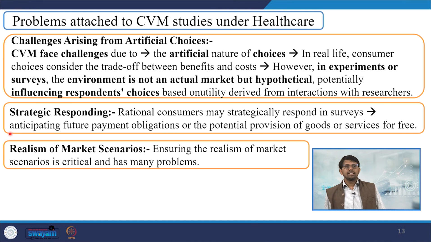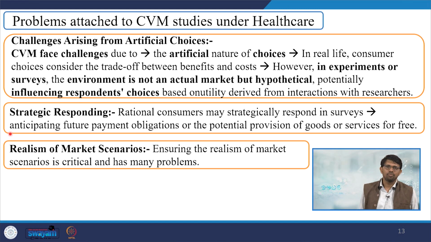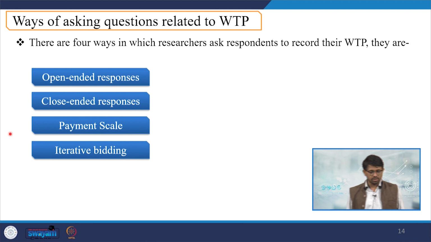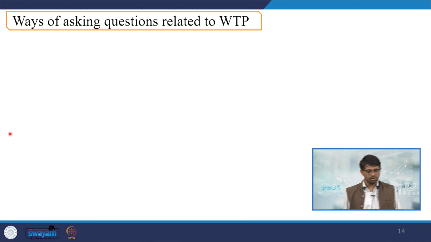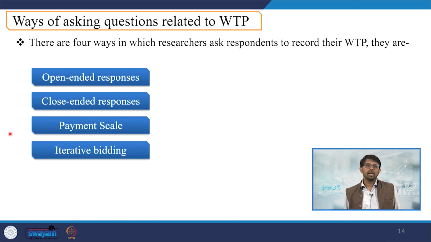Realism of market scenario: this is the problem where ensuring realism of the market scenario is very critical and has many problems. Hence, what are the ways of asking questions related to willingness to pay? There are 4 ways in which researchers ask respondents to respond with their willingness to pay.